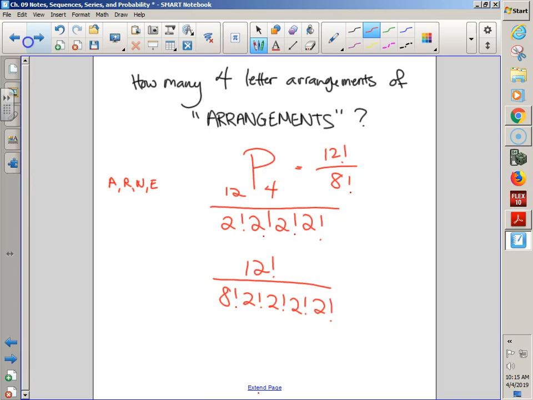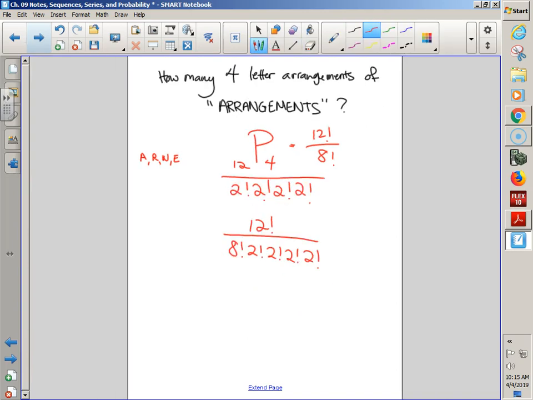So maybe we didn't need to be using our calculator at all. But I did want you to practice using your calculator, so it's not totally bad that we messed up the first time. But this one's going to be a little easier because it's 12 times 11, 10, 9, 8. And then isn't 2 times 1 just 2? Yeah. 2 times 2 times 2 times 2 is going to end up being 16.